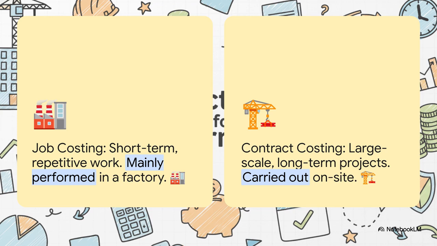It's really important to draw a line here between two different ideas. A lot of us might be familiar with job costing. Think of a factory pumping out hundreds of identical chairs. It's short-term, it's repetitive. But building our skyscraper? No way. That's a whole different beast. It's a massive, one-of-a-kind project that takes years and happens out on a construction site. This needs a completely different set of rules.